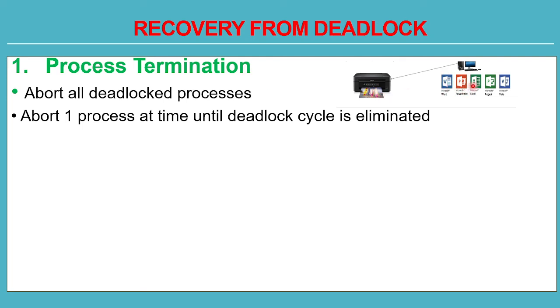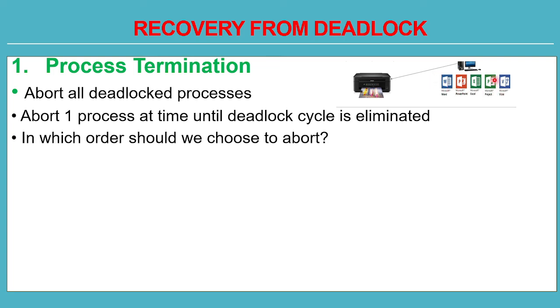That is, only one process you abort or close at a time until the deadlock cycle is eliminated. Then how are you going to abort the processes? You need to find out the order. Which one will you abort or close first out of these 5 processes? You can abort based on the process priority. Whichever is more important, you keep it.